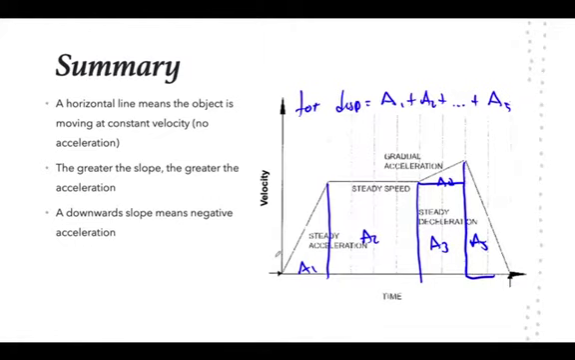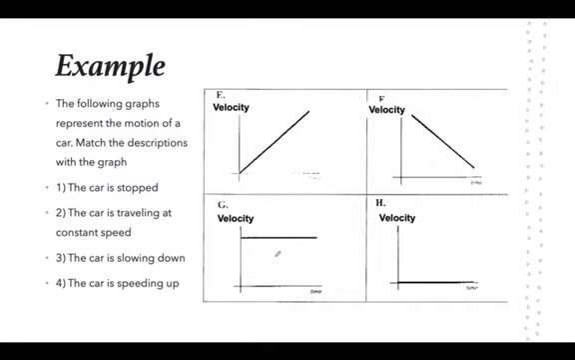All right, let's look at some examples. The following graphs represent the motion of a car. Match the descriptions with the graph. Pause the video here, take a couple of minutes and see if you can solve this example.